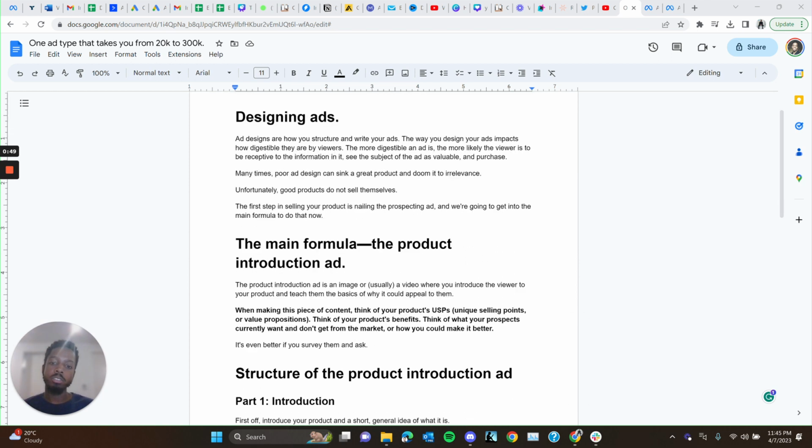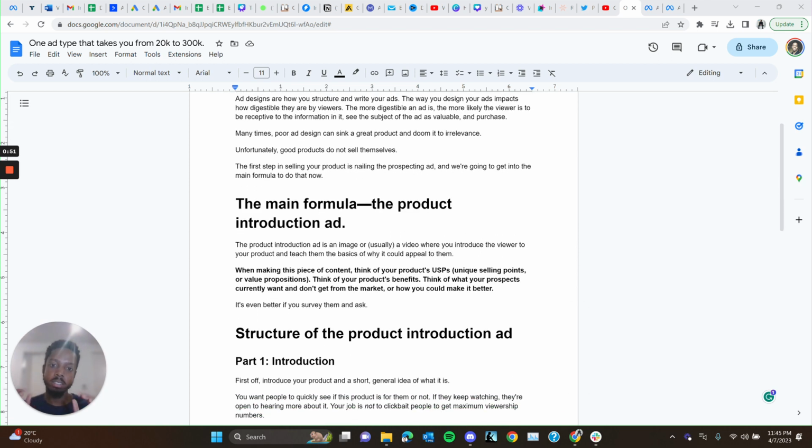Now, the first step in selling your product is getting the prospecting ad done, which is the ad that goes out to people who have no idea who you are and what you make. So that's the ad that really brings in new customers, all right? And the main way to do this, one of the main formulas here, is the product introduction ad. This is usually an image or a video, usually a video, where you introduce the person to your product and you basically show them the basics of why it can appeal to them.